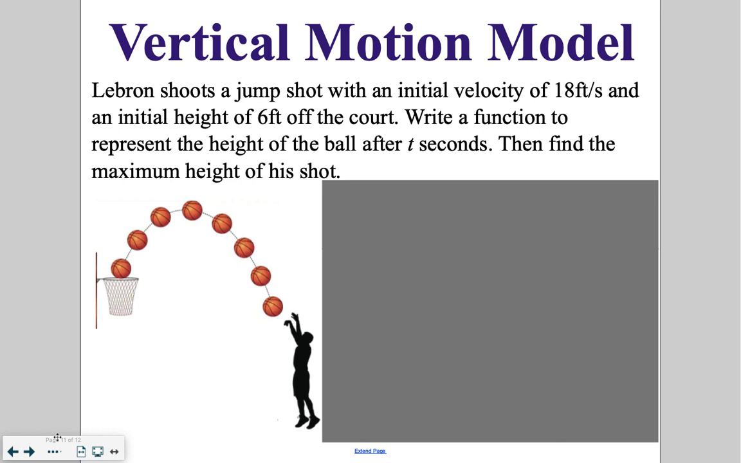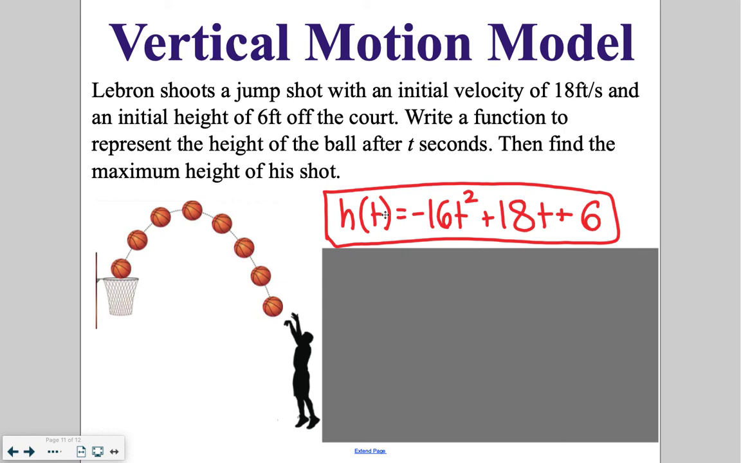So now we are looking at another vertical motion problem with a basketball shot. LeBron shoots a jump shot with an initial velocity of 18 feet per second and an initial height of 6 feet off of the court. First thing I want you to do is write a function using the vertical motion model. So your function should be h of t is equal to negative 16t squared plus 18t plus 6. Now I want you to go ahead and find the maximum height of his shot.